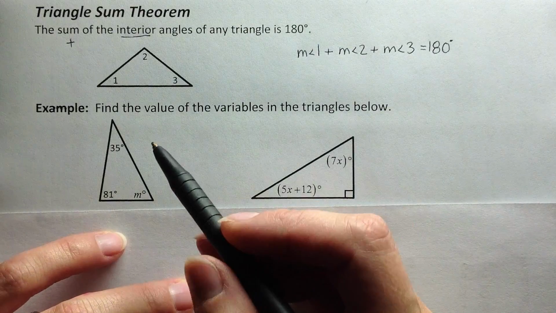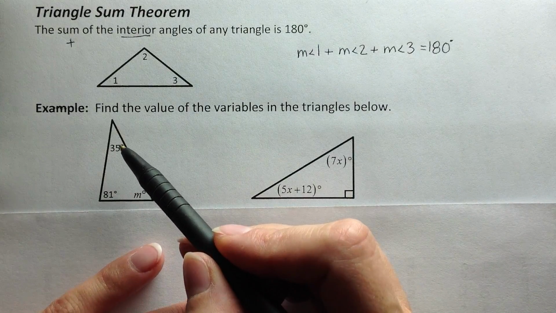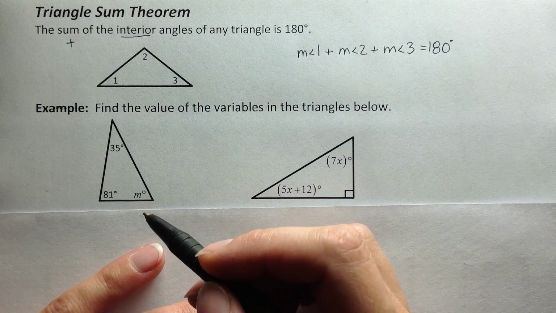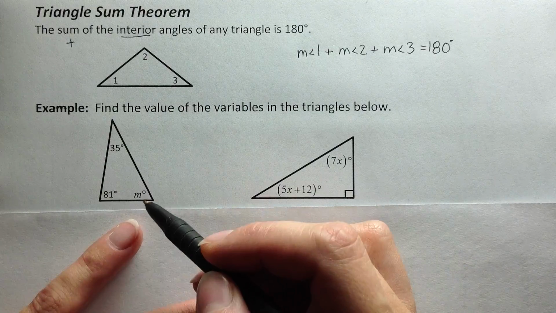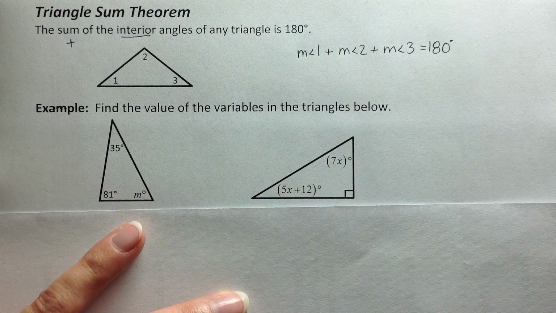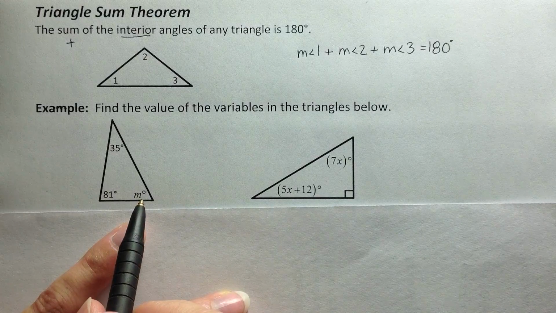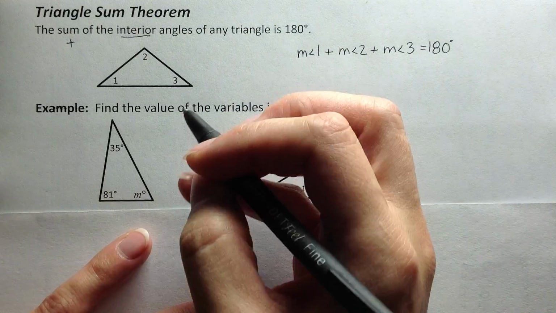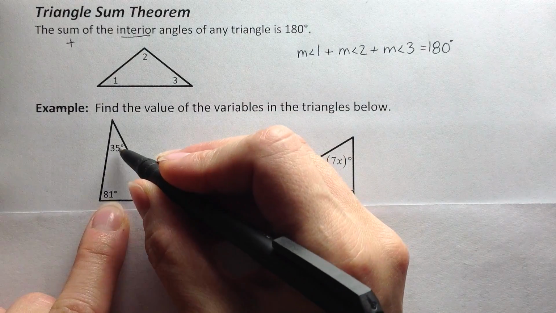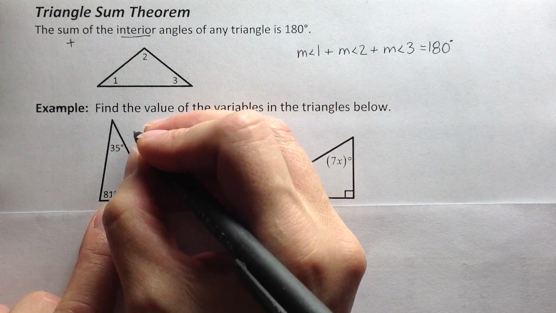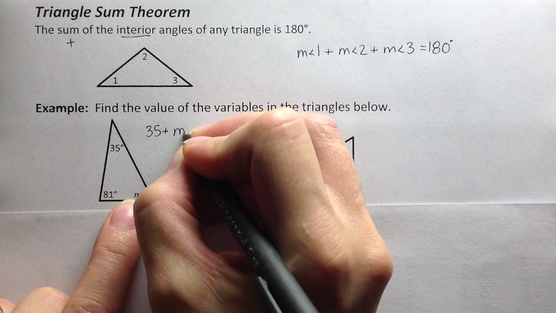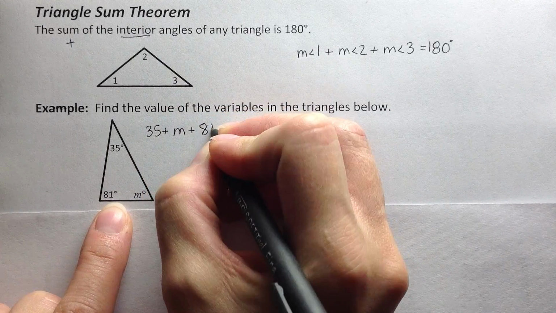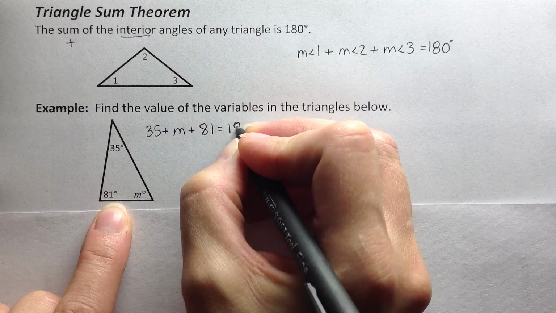Okay, I mentioned when classifying triangles that if you have two angles, that's not enough really to make your angle classification. You want to know all three. So this might be a time where you would want to use this theorem. So if I need to find the measurement of angle M, what I know is that when I add these three angles, 35 plus M plus 81, I will get 180.